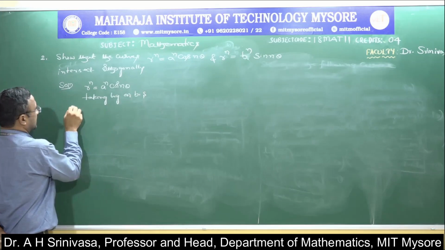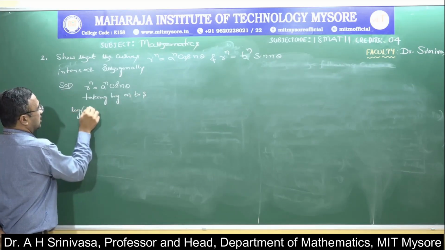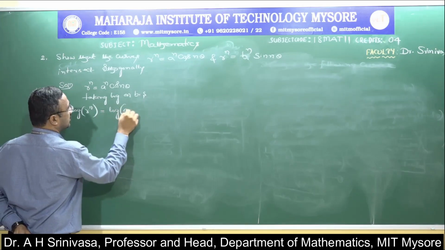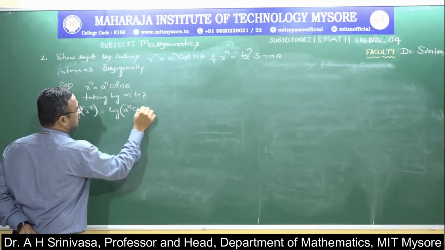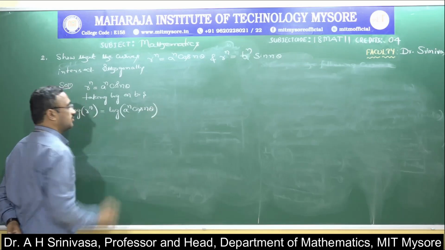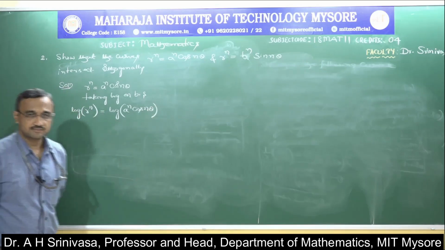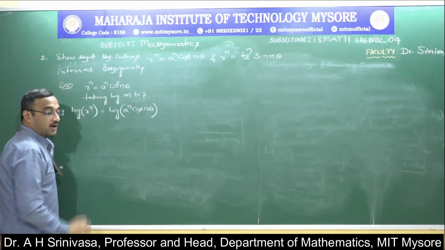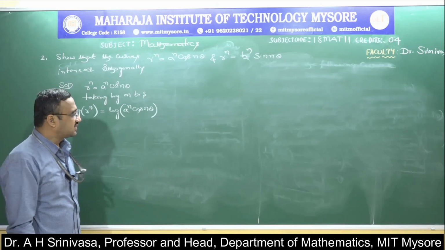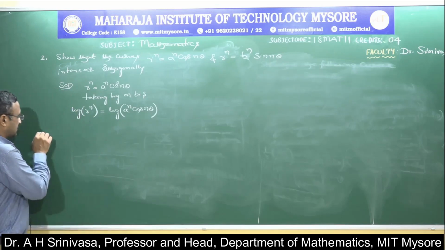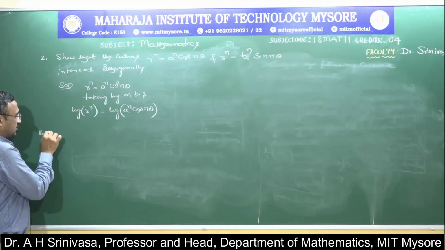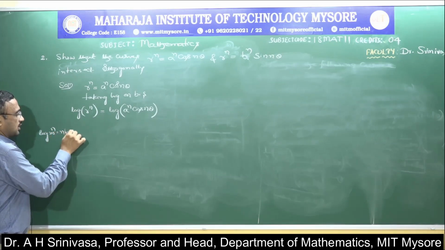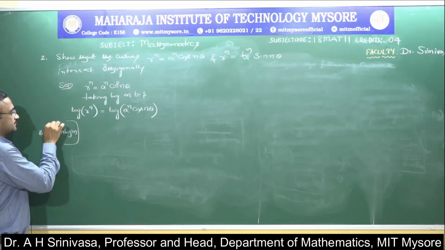Okay. This becomes the logarithm of r power n equal to the logarithm of a power n cos n theta. It's clear. Then apply the properties of logarithm. So what is the third power form of logarithm? They have given this formula: log m power n should be equal to n into log m. You have to remember this.